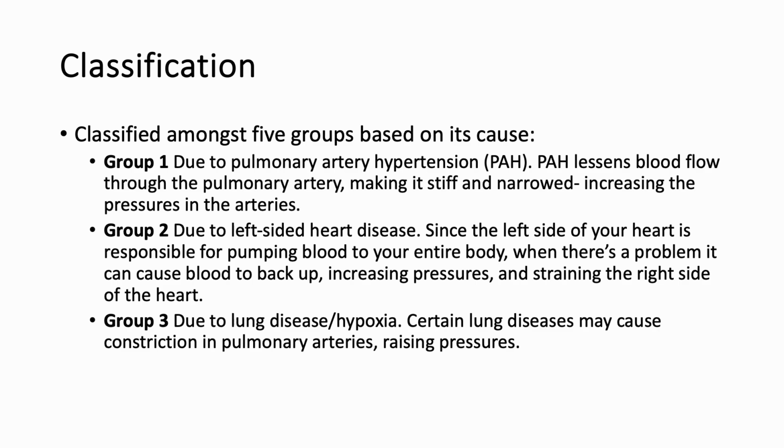It's due to left-sided heart disease, since the left side of your heart is responsible for pumping blood to your entire body. Anytime that blood begins backing up, you're going to see strain on the right side of the heart as well. Another common type of pulmonary hypertension we see is due to lung disease or hypoxia, so different diseases such as asthma and COPD can constrict the pulmonary arteries and raise the pressures.